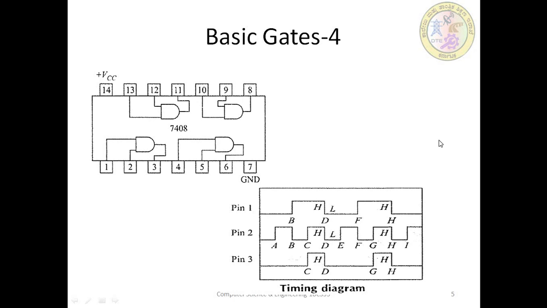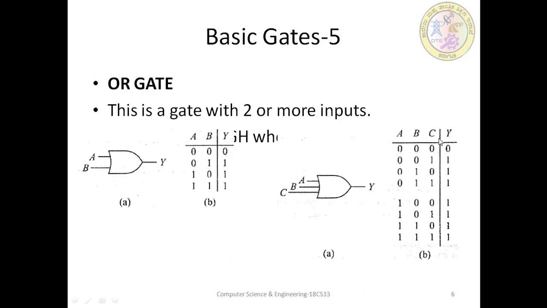So this one you need to remember as the functionality of an AND gate. And let's start with the OR gate. OR gate, what we can say is simple. In simple terms, we will say it's an addition functionality. So it will have two inputs. This is the pictorial symbol of an OR gate.